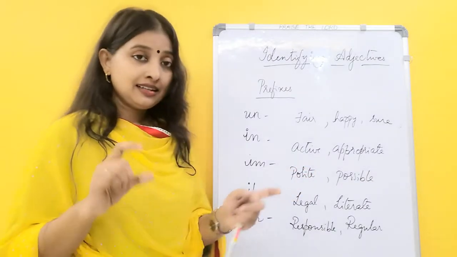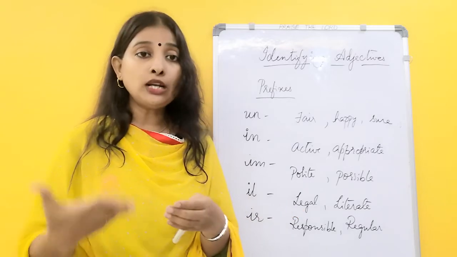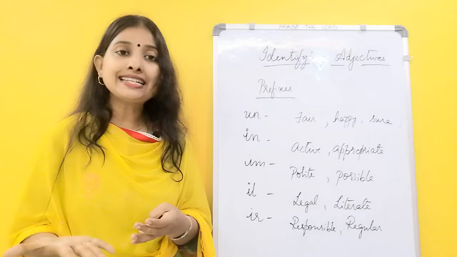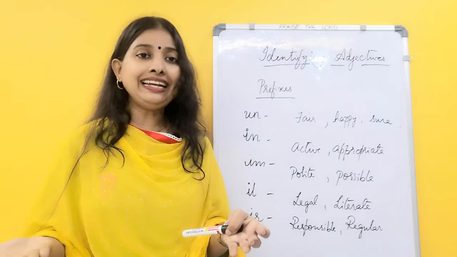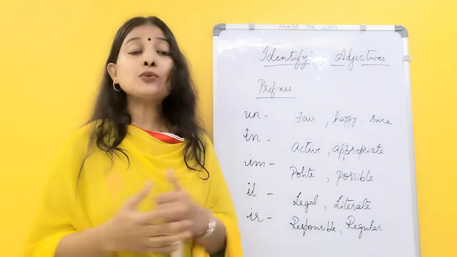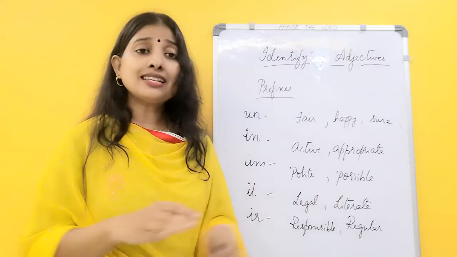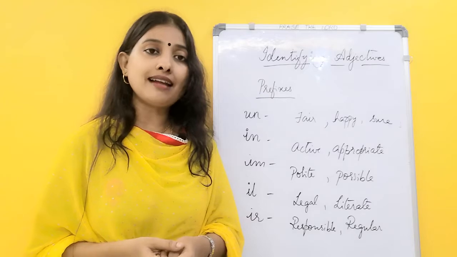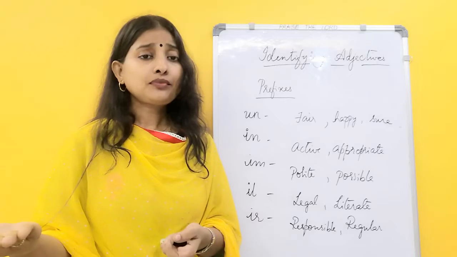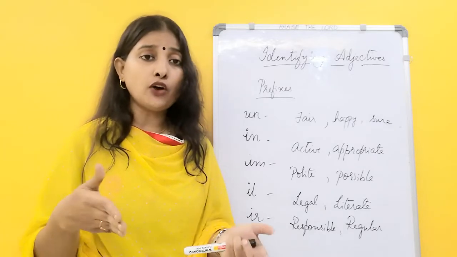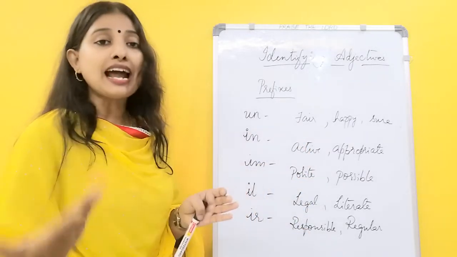Similarly, the prefix il. Like something is legal, means something is according to the law, going according to the rules, that is legal. If something is going against the law, against the rules, then it will become illegal. Similarly, someone who is well educated, we call them literate. The just opposite of that, someone who doesn't know how to read and write, is illiterate. So here we are adding a prefix wherein the meaning is changing to a negative form, and at the same time that word is also an adjective. That is how we are identifying the adjectives.